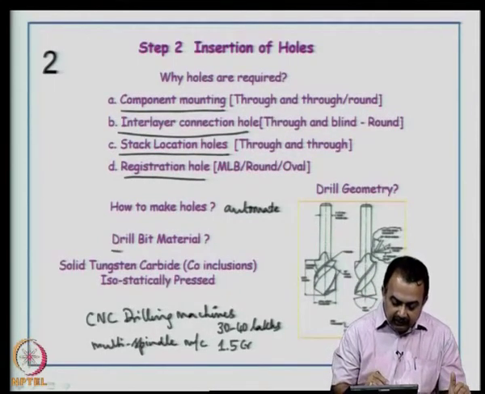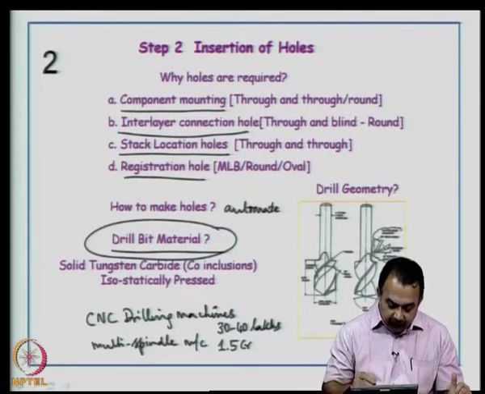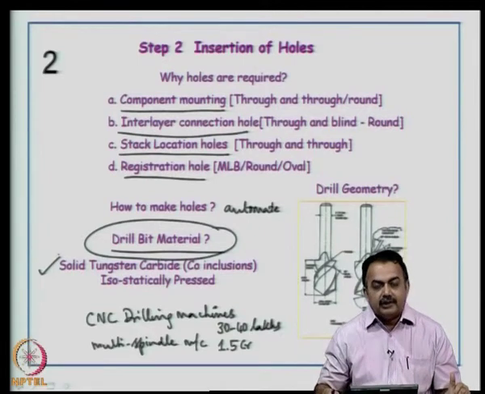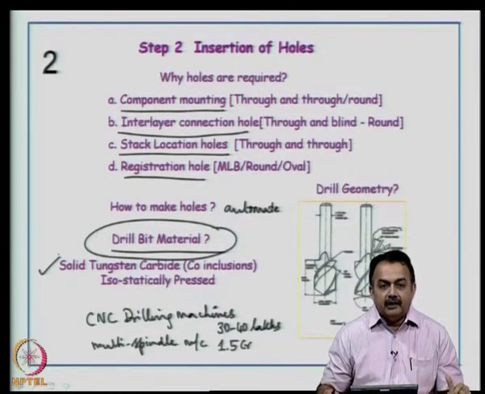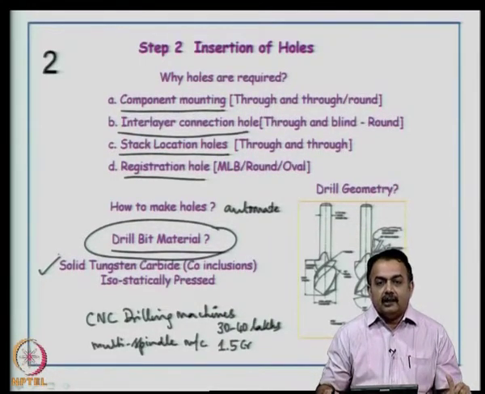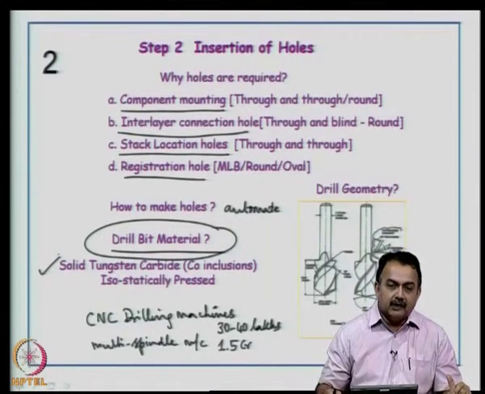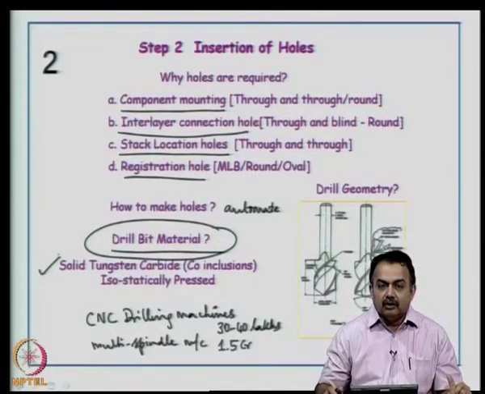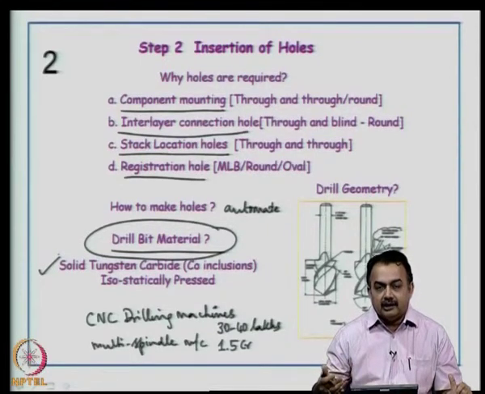So, the drill bit material has to withstand this kind of environment and process. Therefore, the most suggestive material is solid tungsten carbide with cobalt inclusions. This is a very tough material, and it is isostatically pressed when it is manufactured. You can in fact repair these kinds of drill bits for at least 2 or 3 reuses. That means if a drill bit breaks, you can resharpen it and then reuse it.